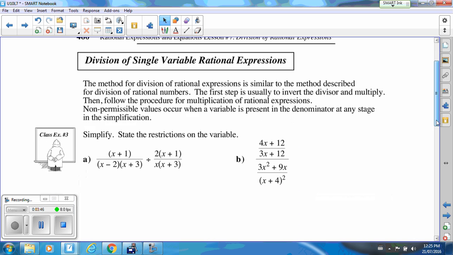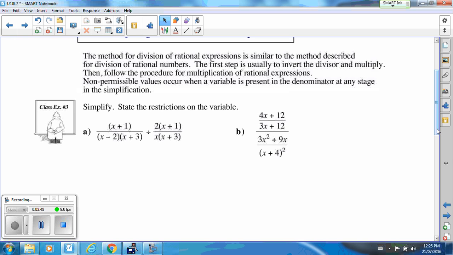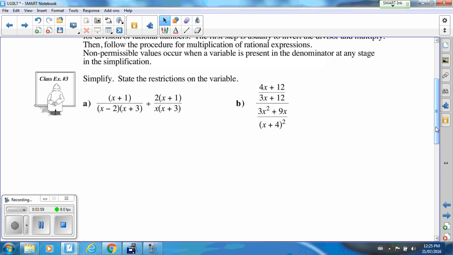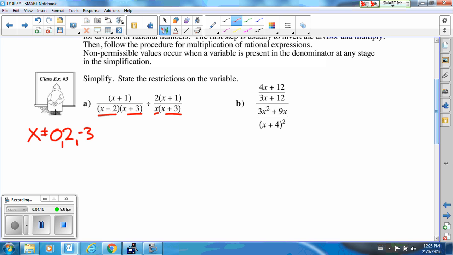Okay. If we have something like this where we have more stuff, it's still basically the same thing. Look at your denominators. So x cannot equal 0, 2, or -3, and that's the same for both these. They're both -3, so I don't need to write it twice. Now I invert.